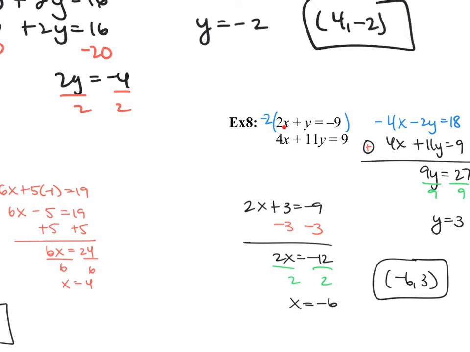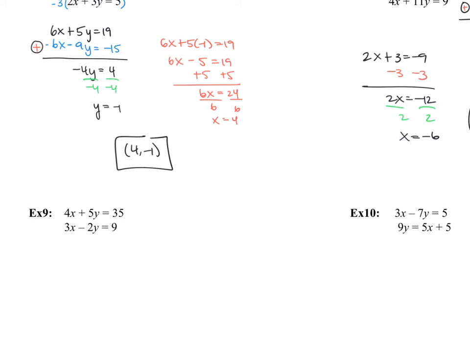I plugged this into my original top equation. 2x plus 3 equals -9, minus 3 from both sides to get 2x equals -12, and then divide both sides by 2 to get x equals -6, for a solution of -6, 3.